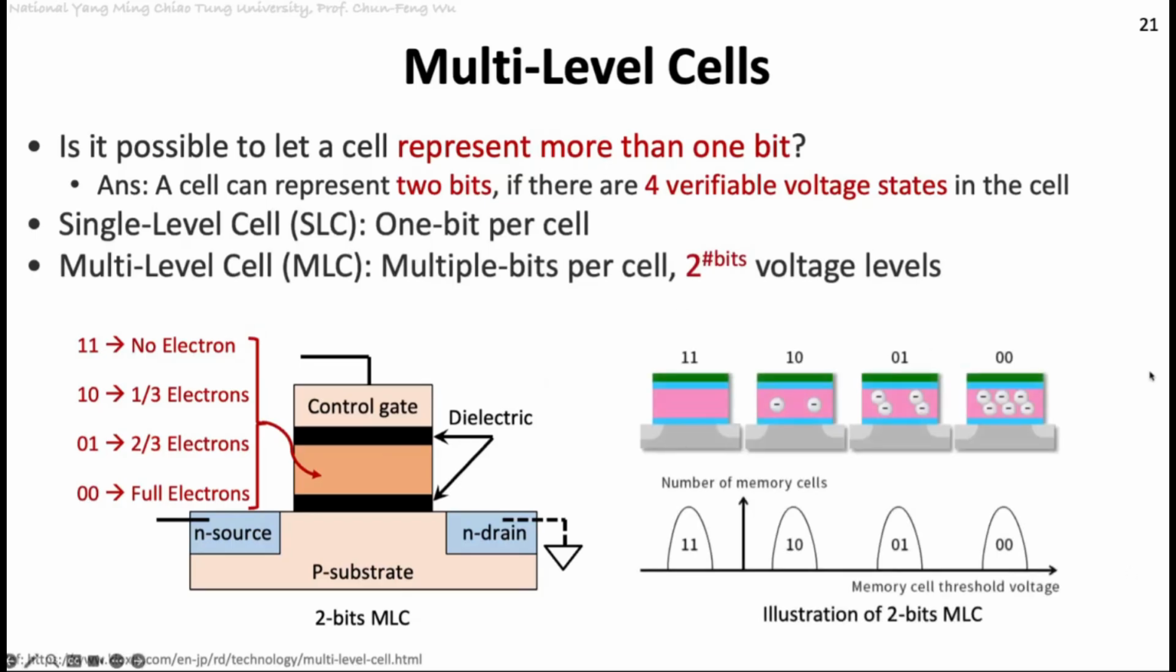And the right-hand side shows more details about what I mean by 1/3 of electrons. Like this, if this is state 1,1, then there is no electron. And then if there are electrons inside, there are 3 different cases for the electrons.